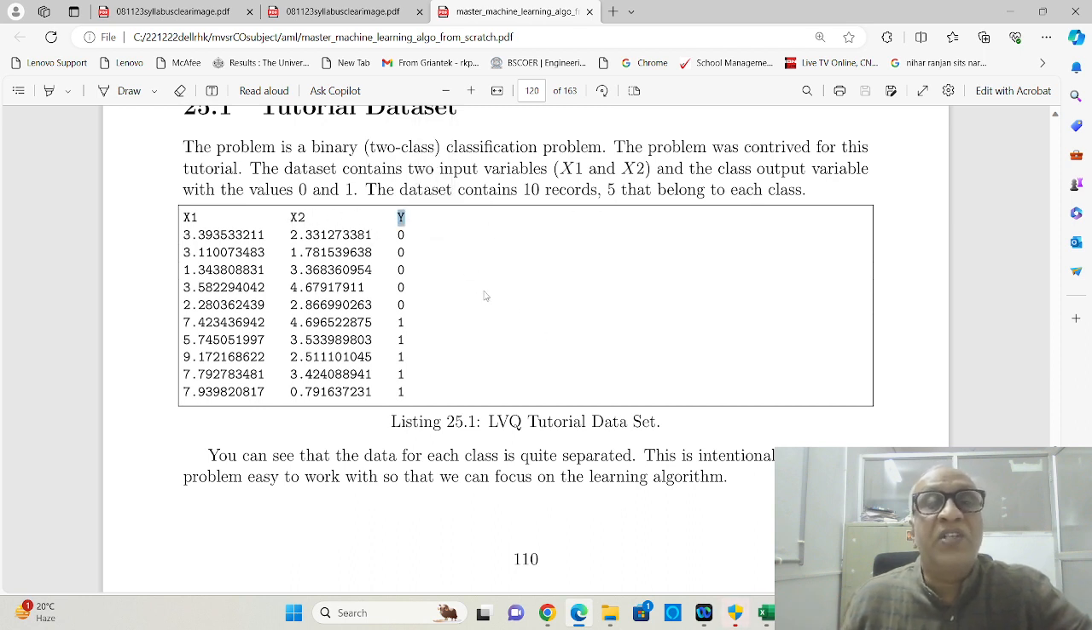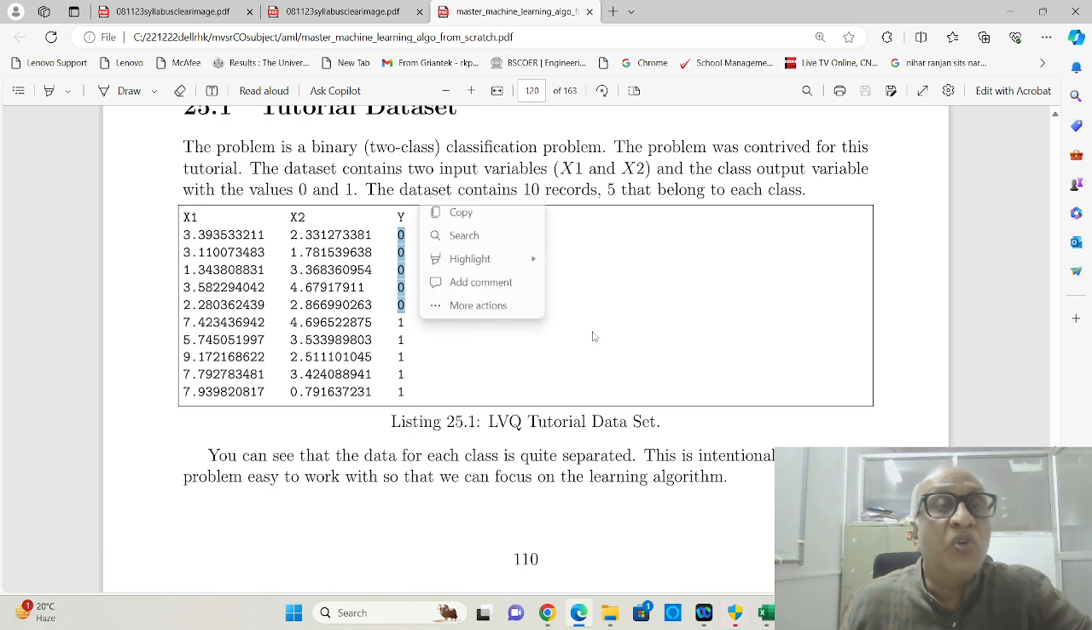The class variable has how many values? Two values, 0 and 1, which means there are two classes. How many records are there? There are 10 records: 1, 2, 3, 4, 5, 6, 7, 8, 9, 10. Five belong to class 0, and 5 belong to class 1.